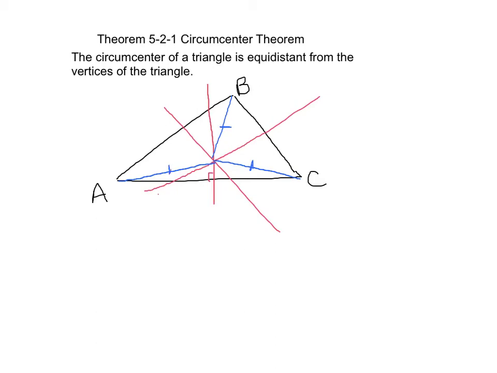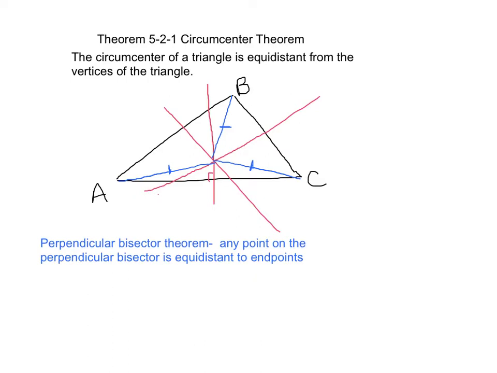Now what our theorem tells us is that these distances are all congruent, and that's kind of cool, but also it's kind of obvious. If we think back to 5-1-1, the perpendicular bisector theorem, what does it tell us? It tells us that any point on the perpendicular bisector is equidistant to the endpoints.